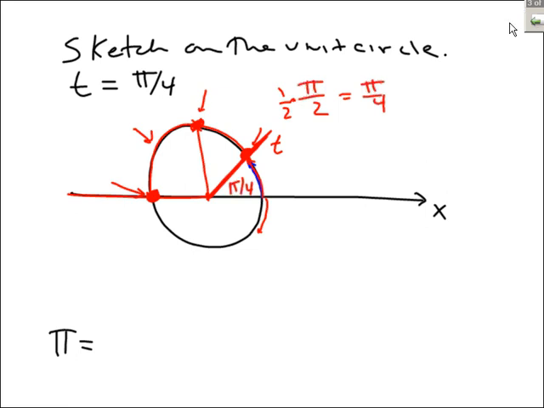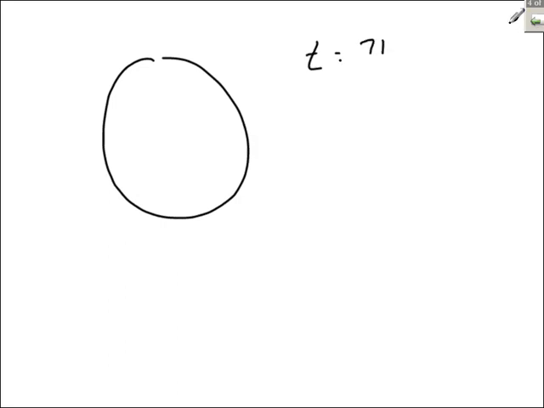Okay, let's do some more of these. Now, what if somebody asks you to sketch 7 pi over 4? Okay, sketch t equal to 7 pi over 4. You should think of this as pi over 4, 7 of them. 7 pi's over 4. Well, here's 0. Here's 1 pi over 4. Here's 2 pi over 4, better known as a half. Here is 3 pi over 4. Here is 4 pi over 4, or pi.